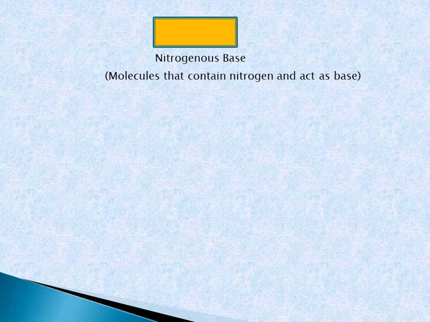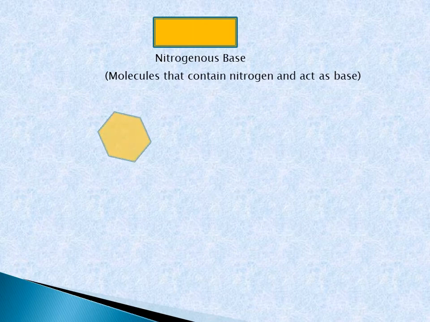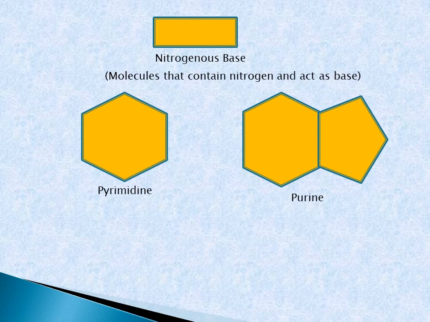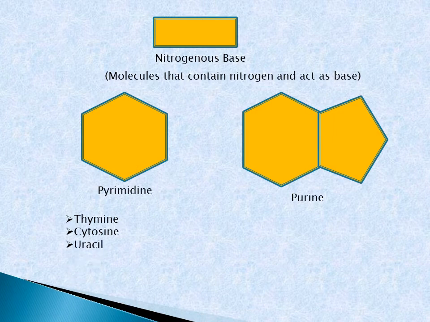Next component is the nitrogenous base, which means the molecules that contain nitrogen and act as a base. Nitrogenous bases are of two types, that is pyrimidines and purines. Pyrimidines are single ring structures and purines are double ring structures. Pyrimidines are further of three types. First is thymine, second is cytosine, and third one is uracil. Purines are of two types, that is adenine and guanine.